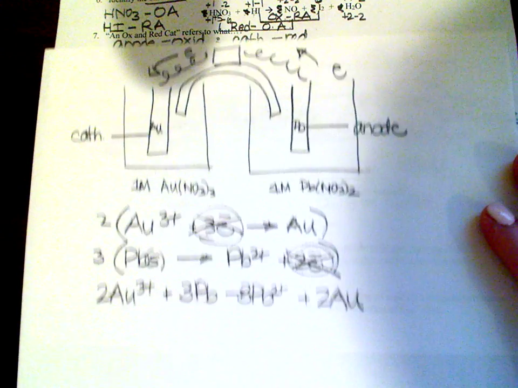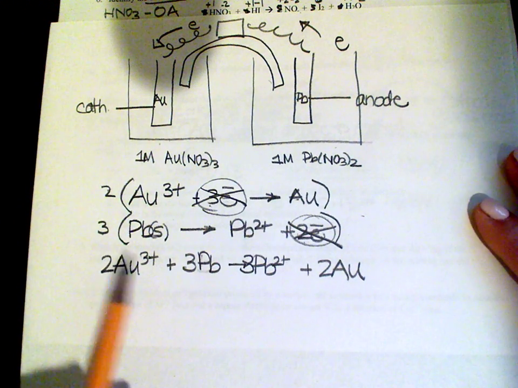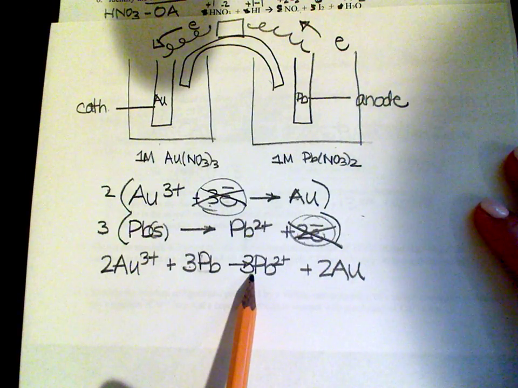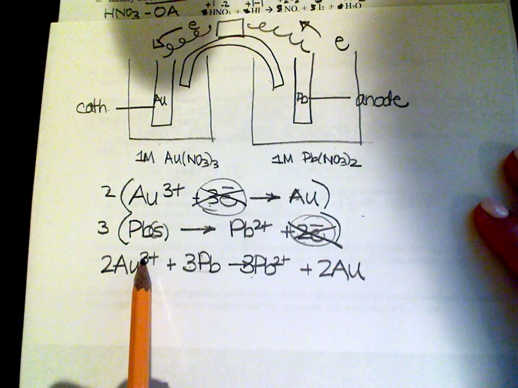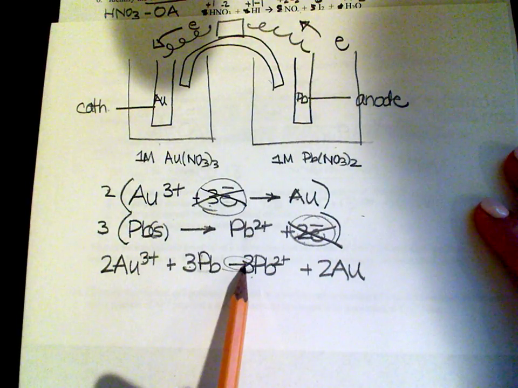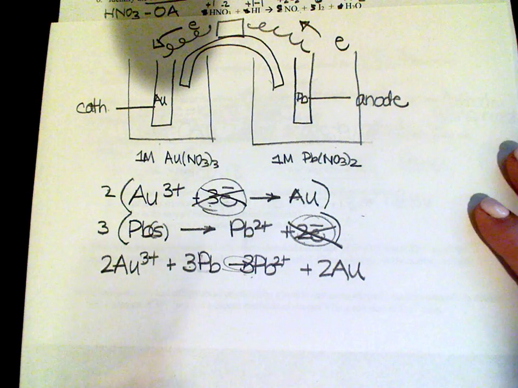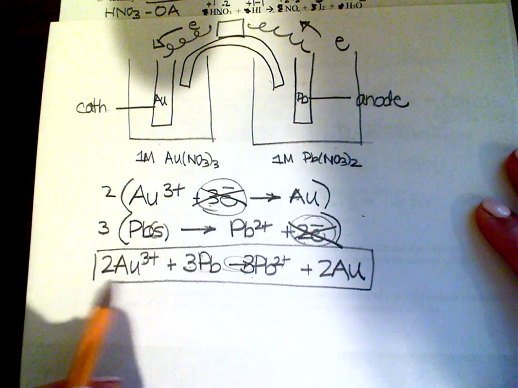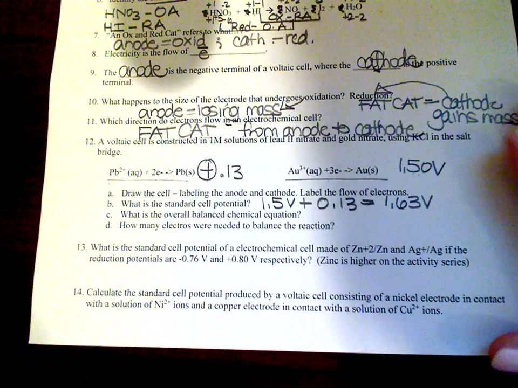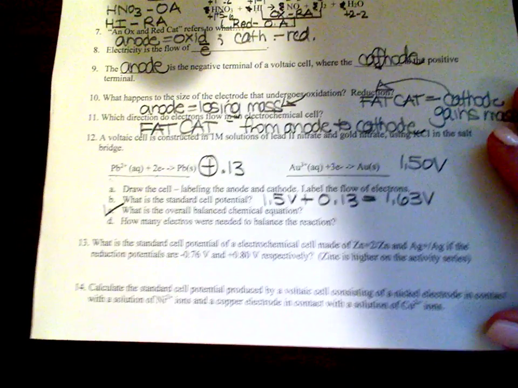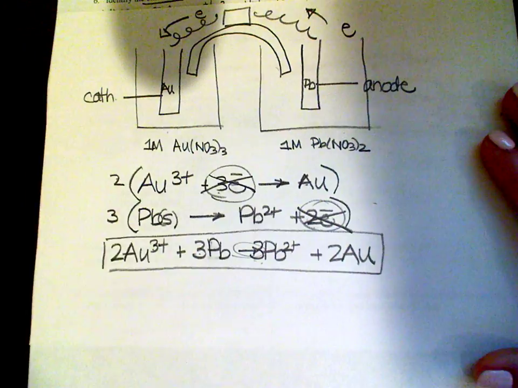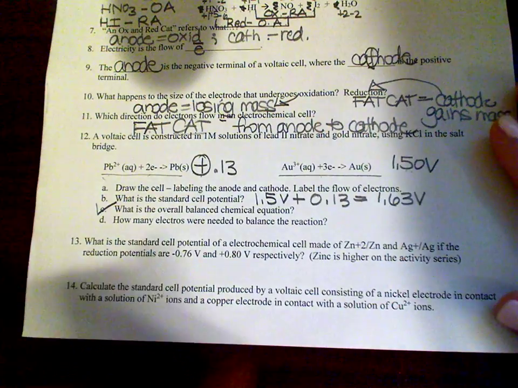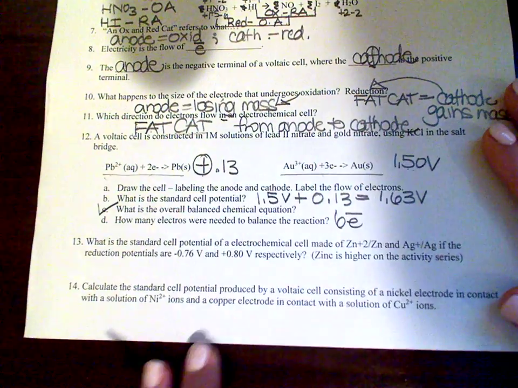I want to make sure my numbers and my ion charges balance. So 2 Au, 2 Au, 3 Pb, 3 Pb, so my numbers balance. On the left-hand side, 2 times 3 is 6 plus. On the product side, 3 times 2 is 6 plus. We are balanced, so this is my balanced overall equation. How many electrons were needed to balance? We needed a total of 6 because my 3 and my 2 had the least common multiple of 6. So 6 electrons balance this reaction.